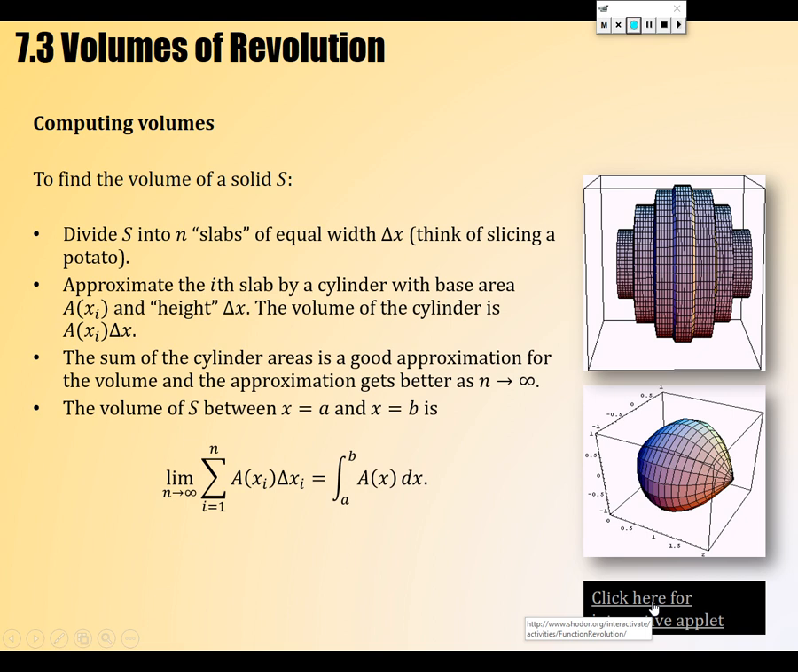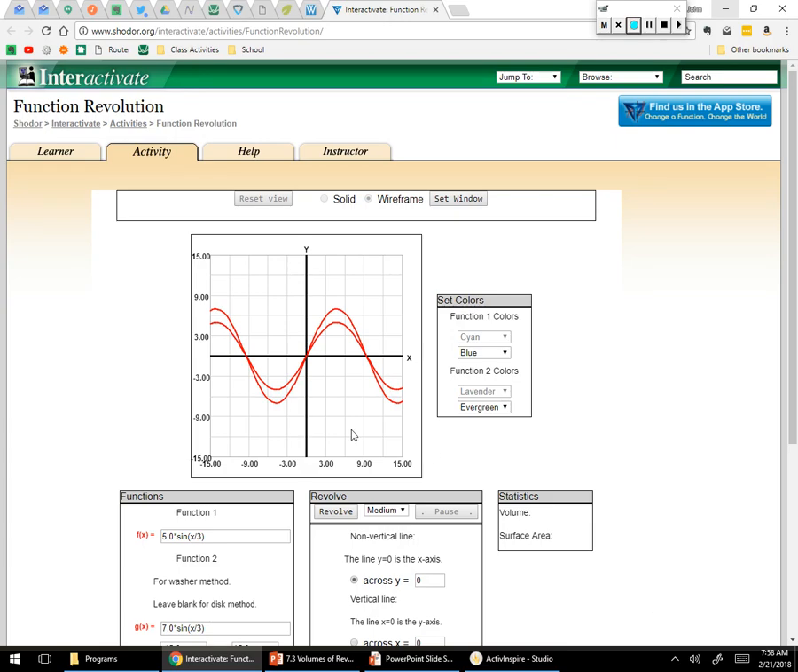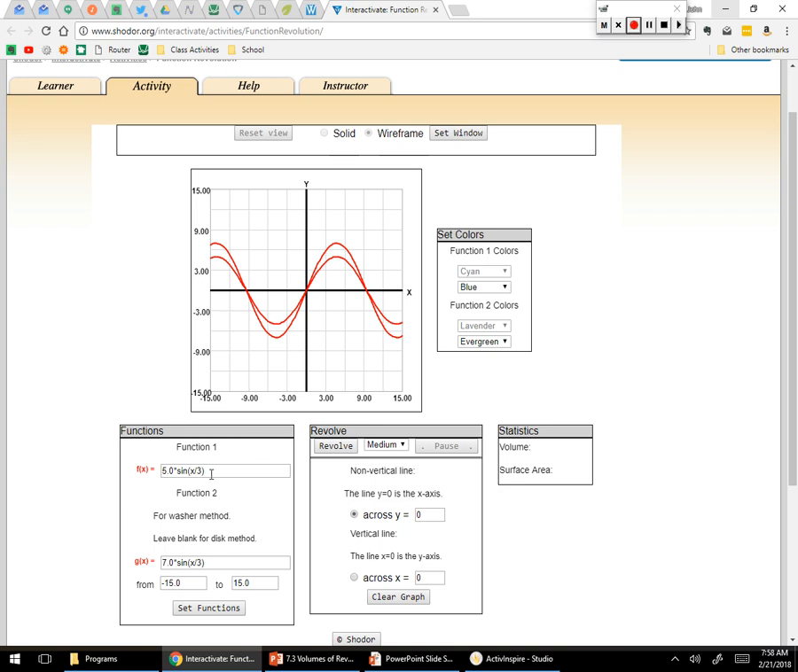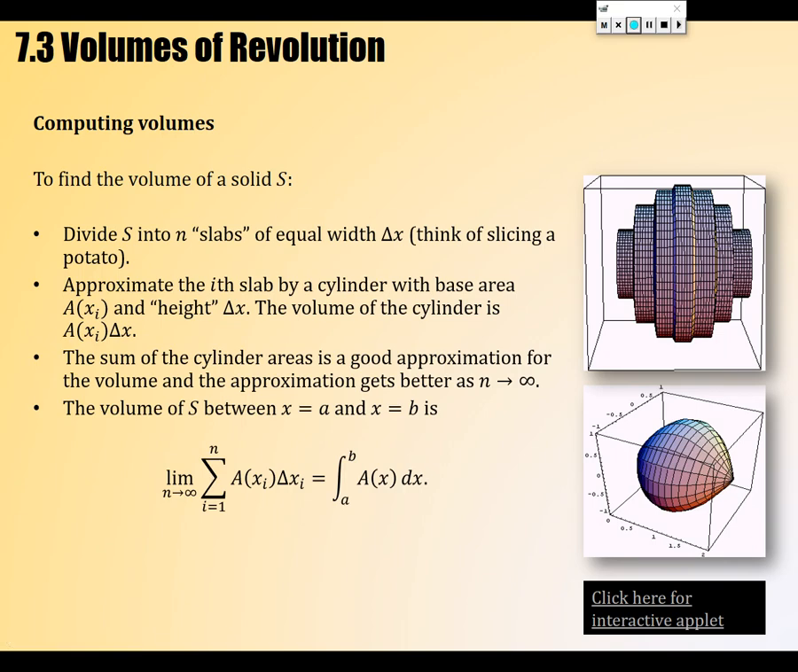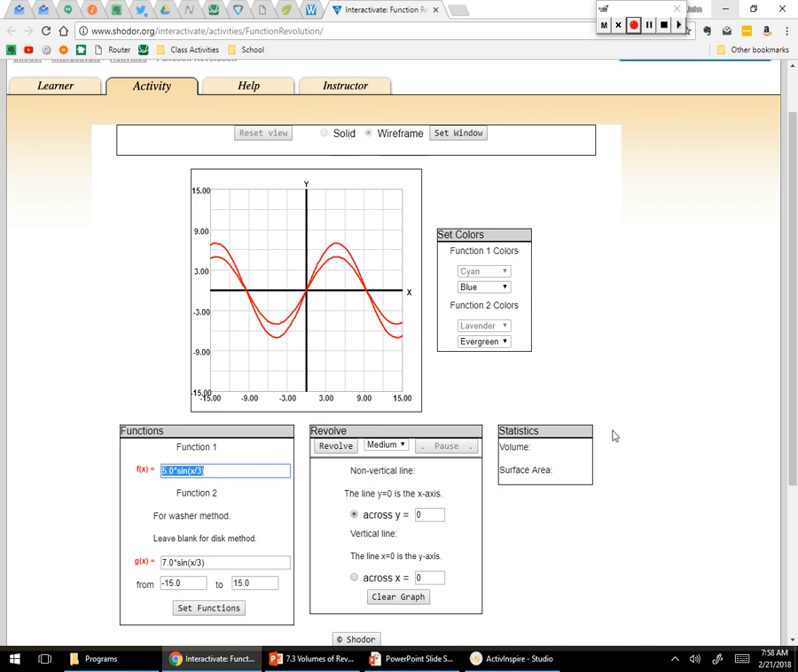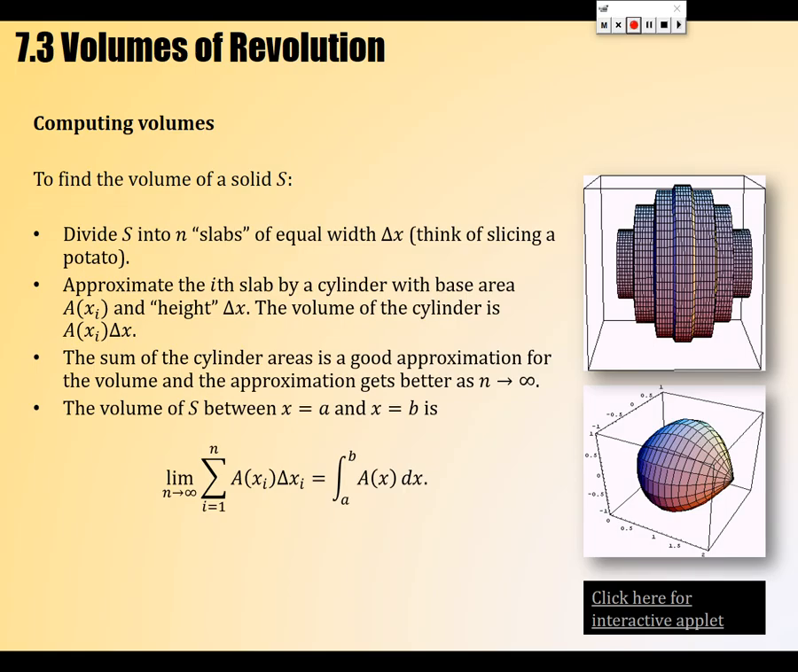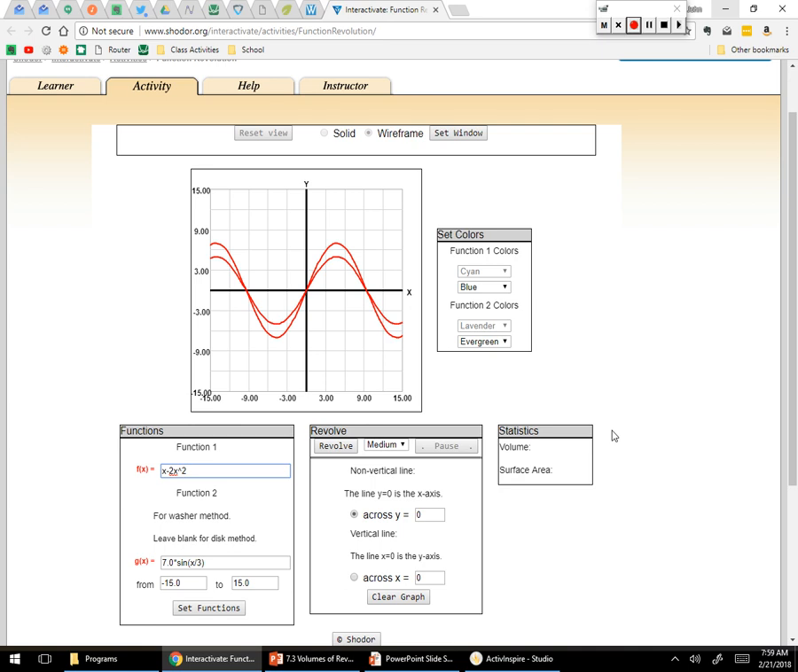So let's see if we can spin one of these around in 3D and see what it looks like. Maybe we can even get something that looks somewhat like this. How about something like x minus, well, we might be able to get this exact thing, 2x squared maybe, and we'll go from 0 to 2. Revolve around the y equals 0 line. Okay.